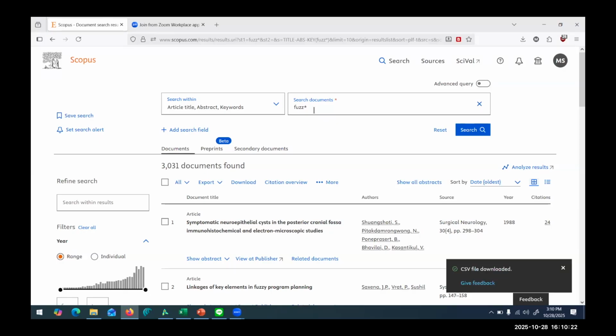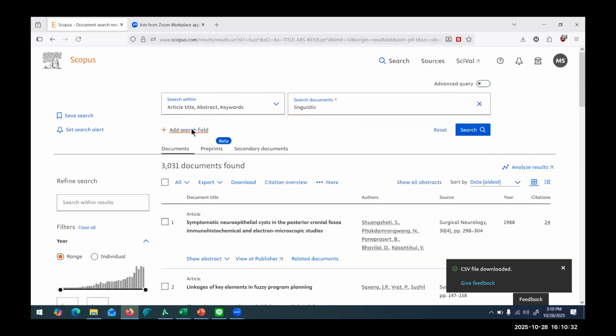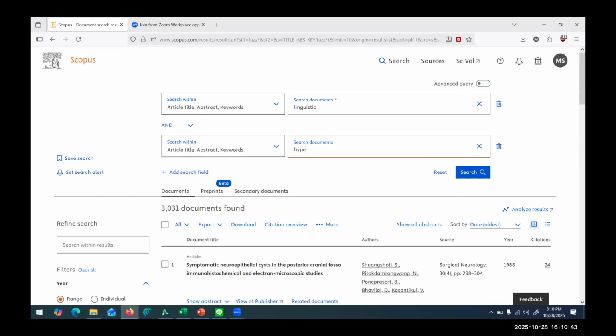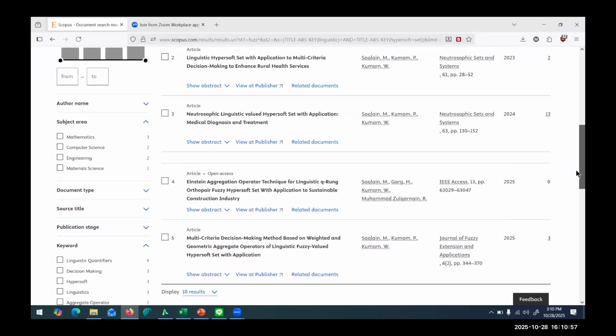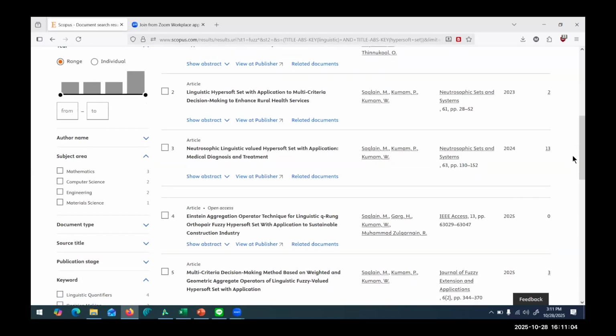For example, my thesis topic was linguistic hypersoft set. When I was working on this term, we can use operators in databases here. So I selected one keyword, linguistic, and I used the operator AND, and the second is hypersoft set. When we searched this in the databases, we found that we had only 5 documents. And here you can see that all of these documents are published by me and my supervisor. So this was the motivation at that moment when we started working on this topic. At that time, there was no single document published on linguistic hypersoft set.